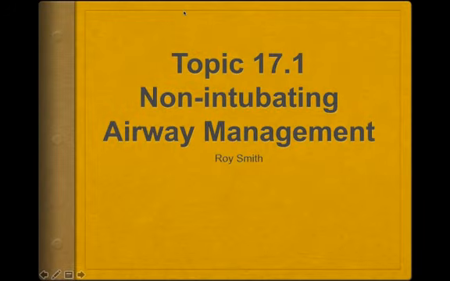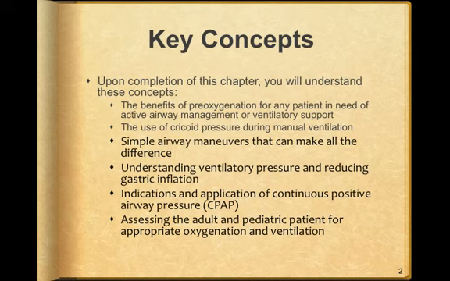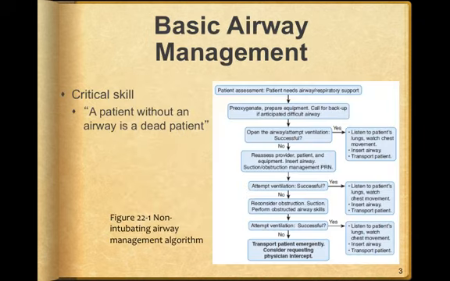This is going to be topic 17.1, non-intubating airway management. After this chapter, you'll be able to understand the benefits of pre-oxygenation for any patient in need of active airway management or ventilatory support, the use of cricoid pressure during manual ventilation, simple airway maneuvers that can make all the difference, understanding ventilatory pressure and reducing gastric inflation, indication and application of continuous positive airway pressure, and assessing the adult and pediatric patient for appropriate oxygenation and ventilation.